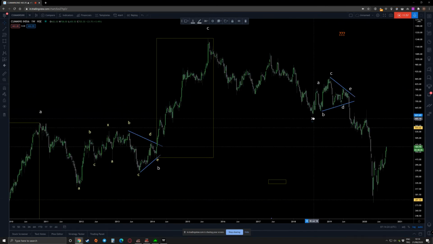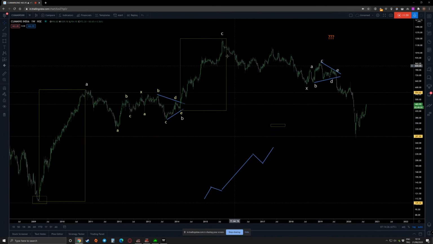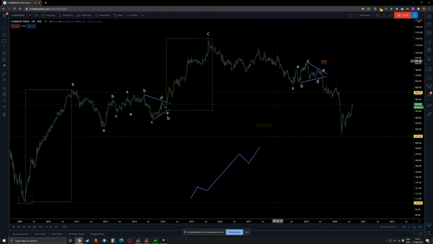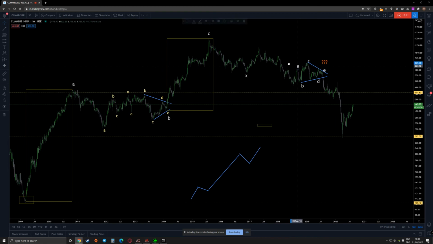If this is a triangle that will finish this move, ABCX, ABCDE, then this should be the end of this move. Now, can you make an argument? This is the X wave, this is the wave A, and this is the wave BCD. No, you can't. In this formation, this triangle would have been called an irregular triangle. Why? The B wave is much larger than the wave A.